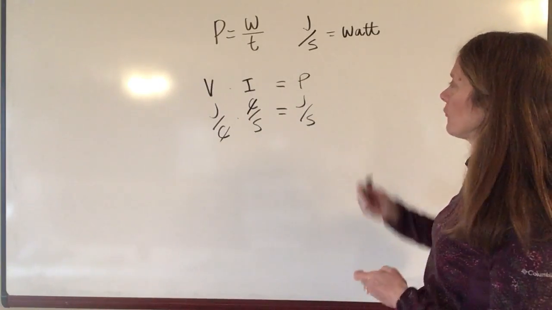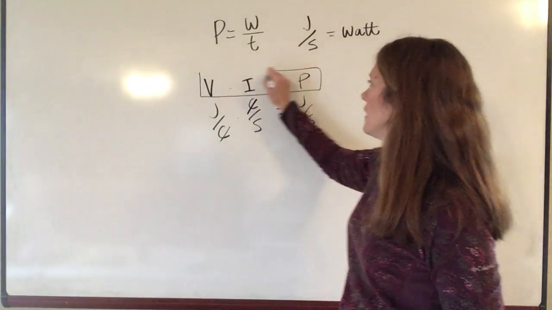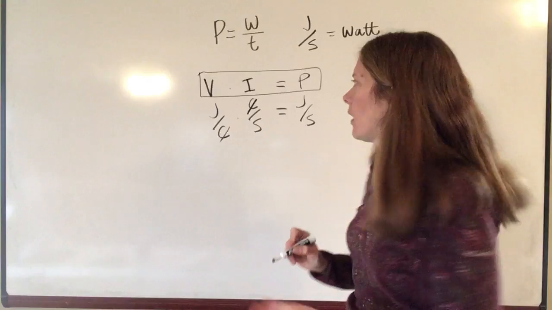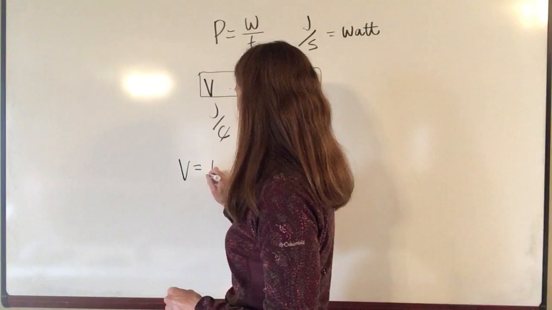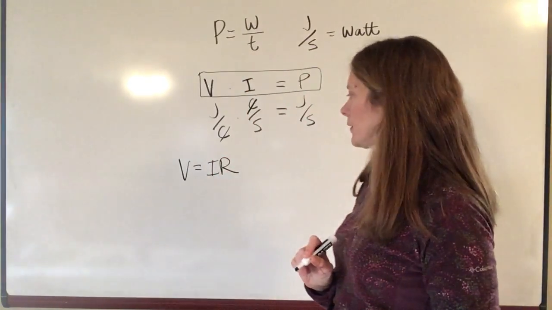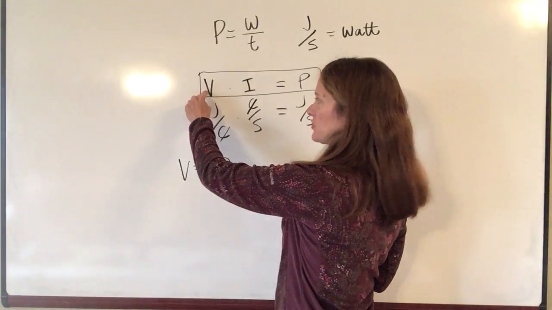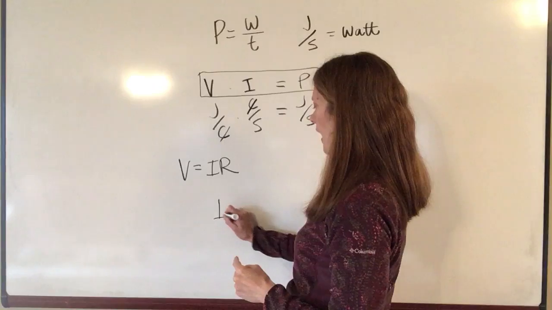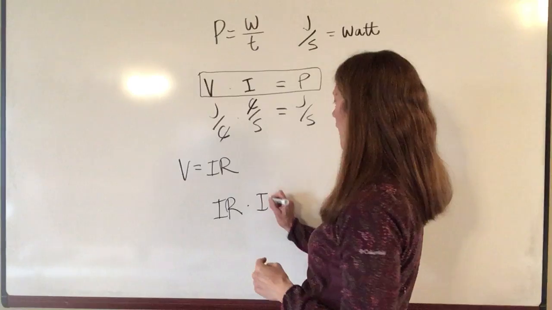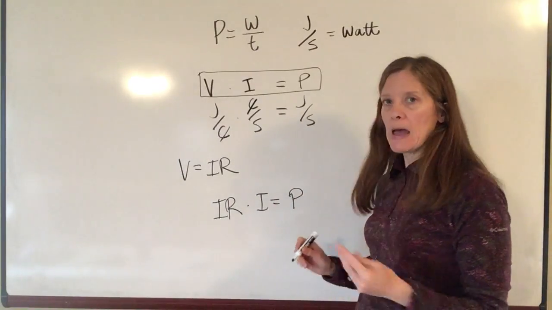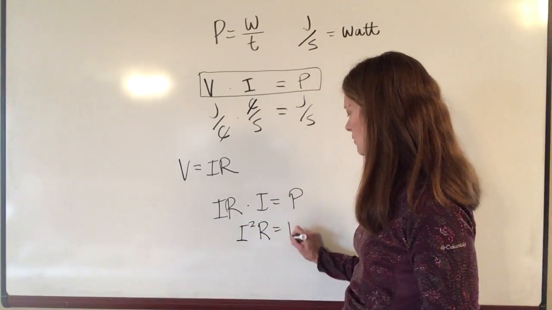So the equation for power in an electrical circuit is V times I equals P. Now, since Ohm's law tells me that V equals IR, I can substitute IR in for V, and multiply by I to get P. When I do that, that gives me I squared R equals P.